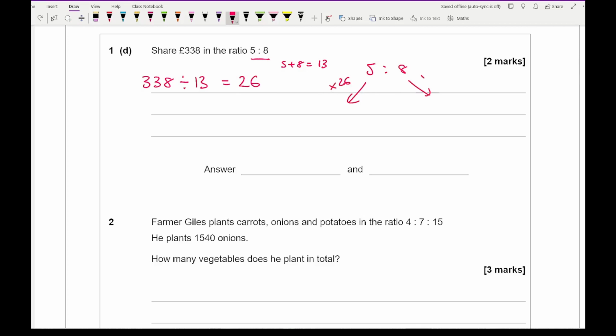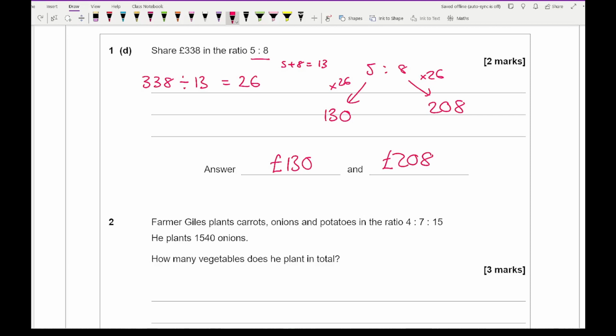Times this by 26. Now on a non-calculator paper, numbers will be a lot nicer, but the method is exactly the same. So just be mindful, if you're revising for a non-calculator paper, you may think, oh, this is never going to come up. The same question can come up, just with easier numbers. So here we've got 5 times 26, which is 130, and we've got 8 times 26, which is 208. So the answer then is going to be 130 and 208.